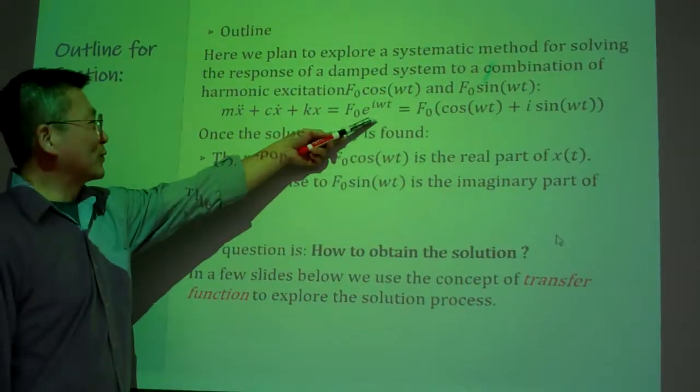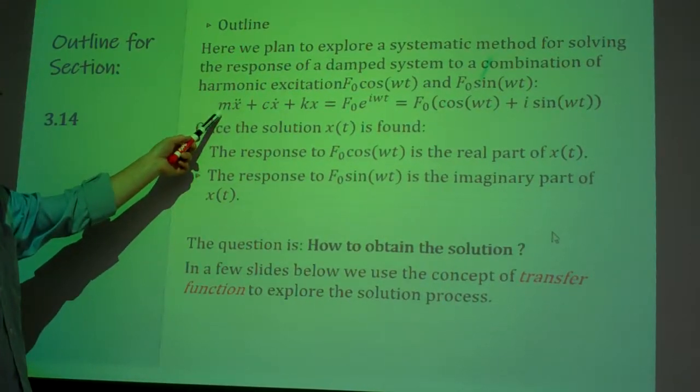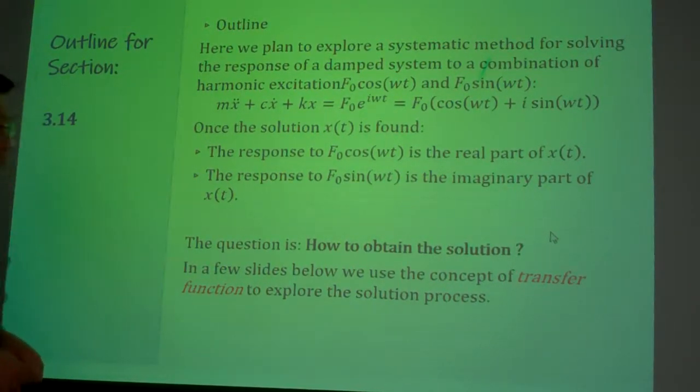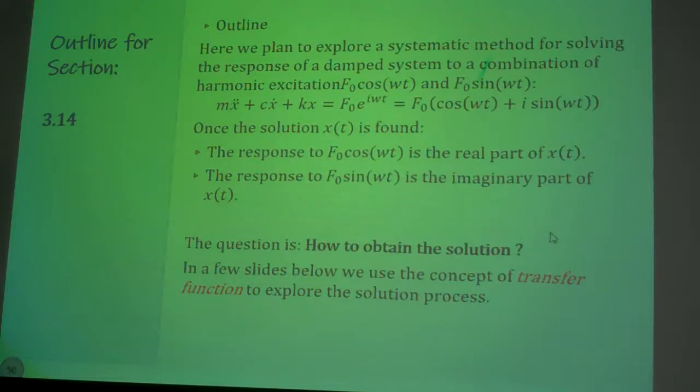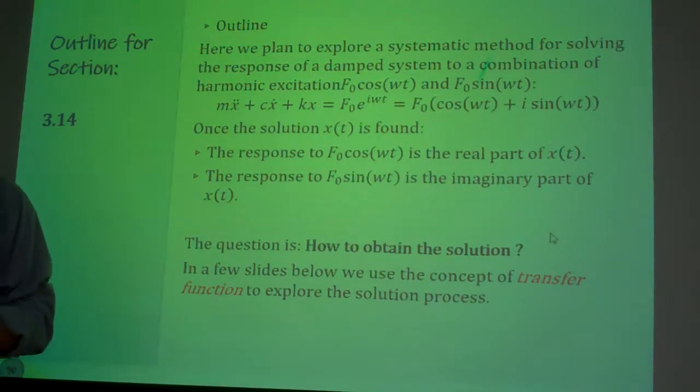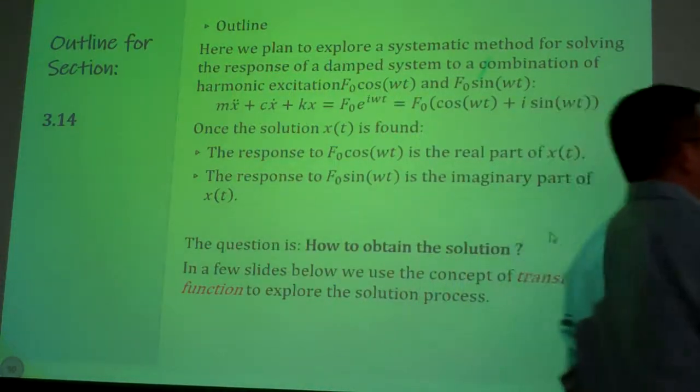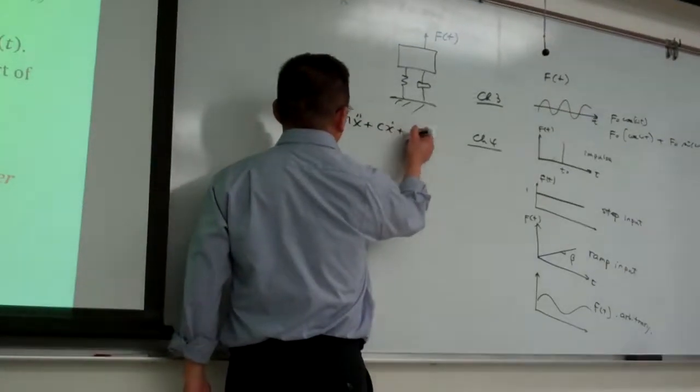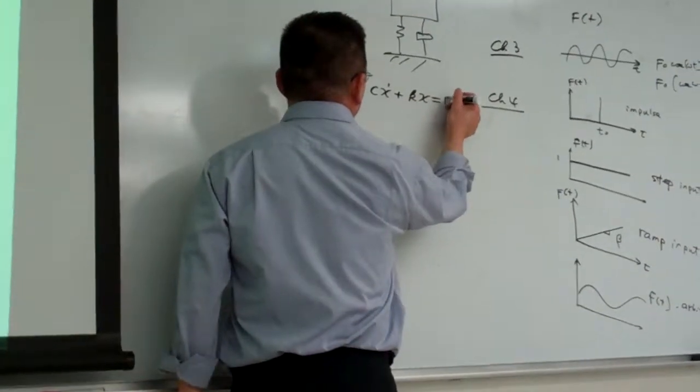This is the part of the sections here we're going to deal with. Before we do this, we want to introduce the concept of the transfer functions. Again, the transfer function is to convert this: mx double dot plus cx dot plus kx equal to f(t).